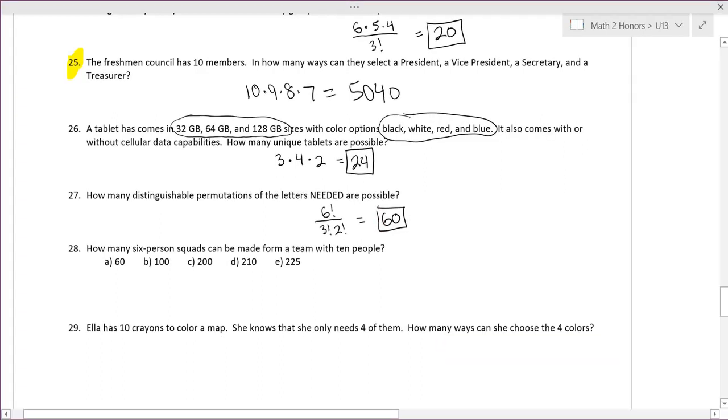Number 28, how many 6-person squads can be made from a team, I should say from, not form, sorry about that, from a team with 10 people. So you have 10 people, you're choosing 6 people, so you got 10 options, and then 9, and then 8, 7, 6, 5. So there's 6 options, and the order didn't matter. So over 6 factorial. You work through that, reduce that, and you get 210.